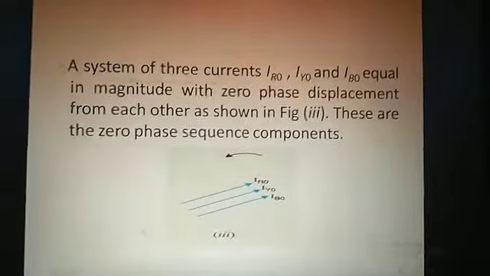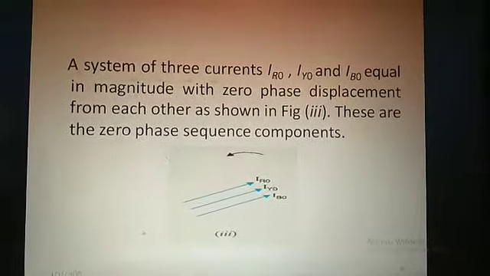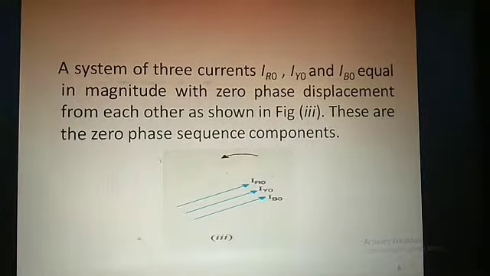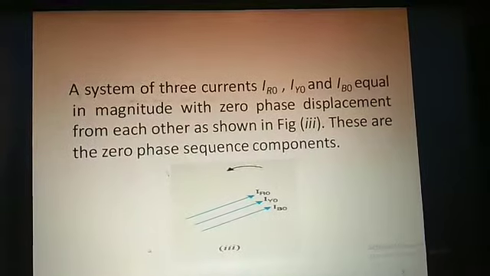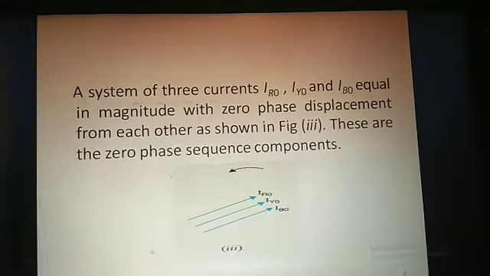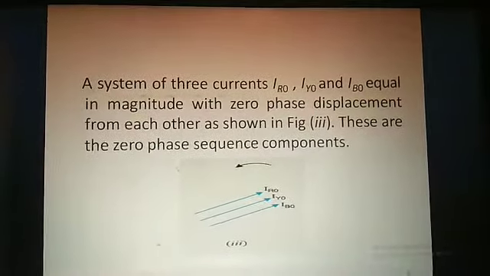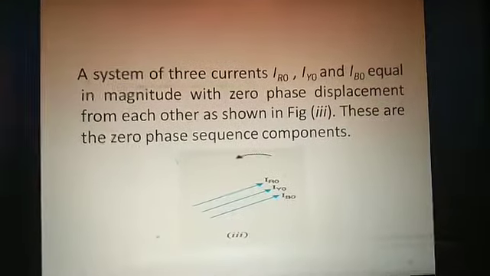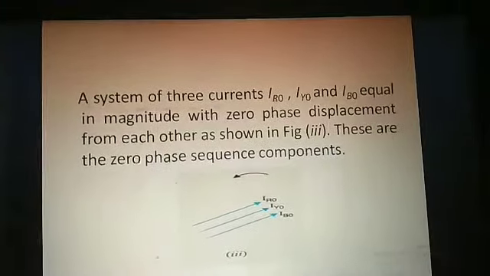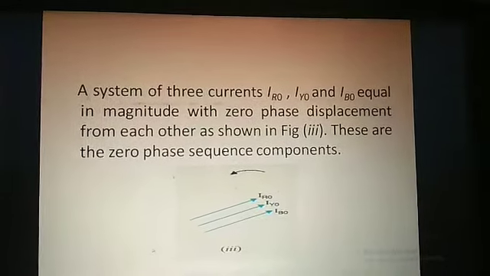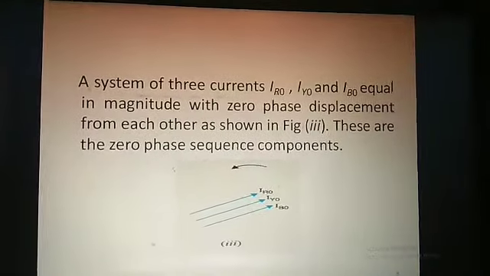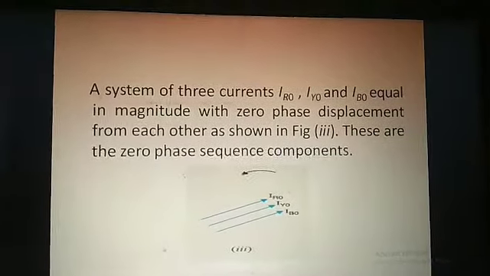Next is the last one, the third one, that is the zero phase sequence. For zero phase sequence, we know that it is represented with 0. So for positive 1, negative 2, and for zero, 0. The three currents IR0, IY0 and IB0 are equal in magnitude and have zero phase displacement from each other, as shown in figure 3. These are the zero phase sequence components. This is the diagram for zero phase sequence components.